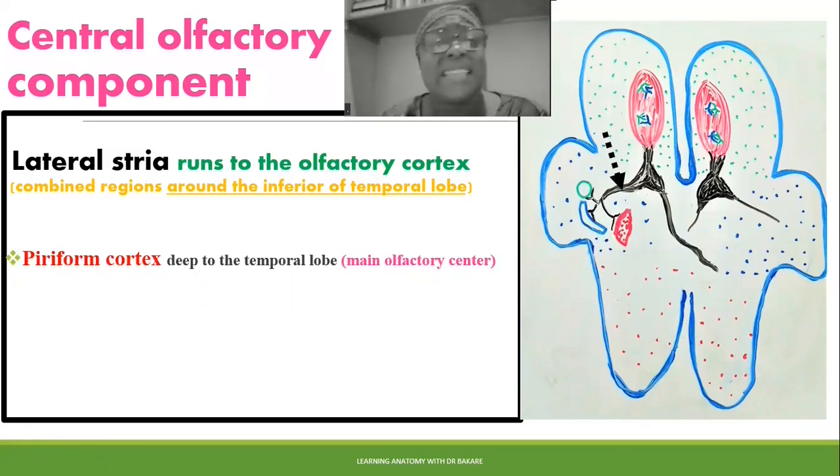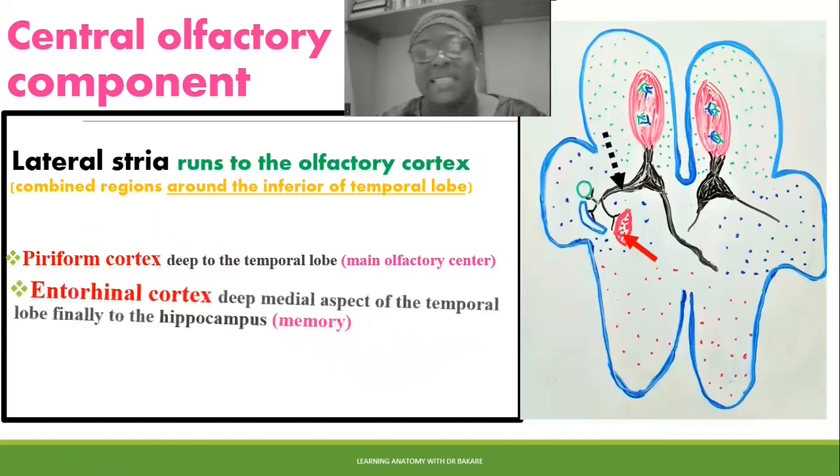The first region that it sends fibers to is the piriform cortex, arrowed here in red. The piriform cortex is located deep to the temporal lobe. This is the main olfactory center, where the perception is mainly generated from.